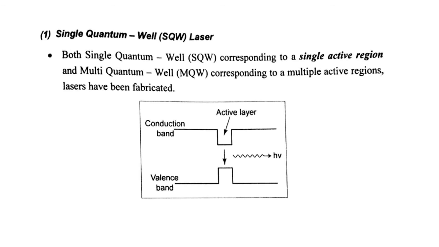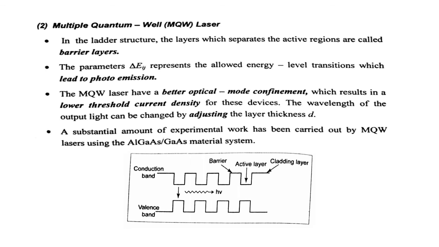They are single quantum well laser. Both the single quantum well, corresponding to a single active region, and multi-quantum well, corresponding to multiple active regions, lasers have been fabricated. Next one is multiple quantum well laser. In this ladder structure, the layers that separate the active regions are called barrier layers. The parameter delta Eij represents the allowed energy level transition which will lead to photo emission.